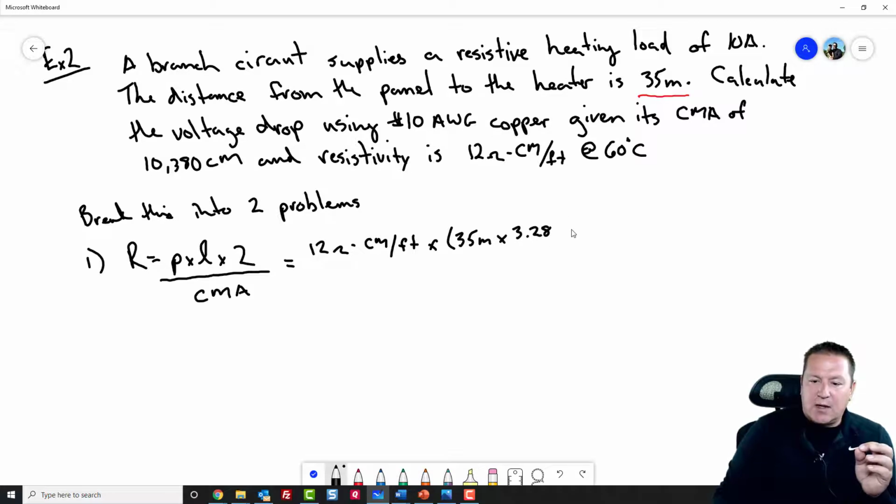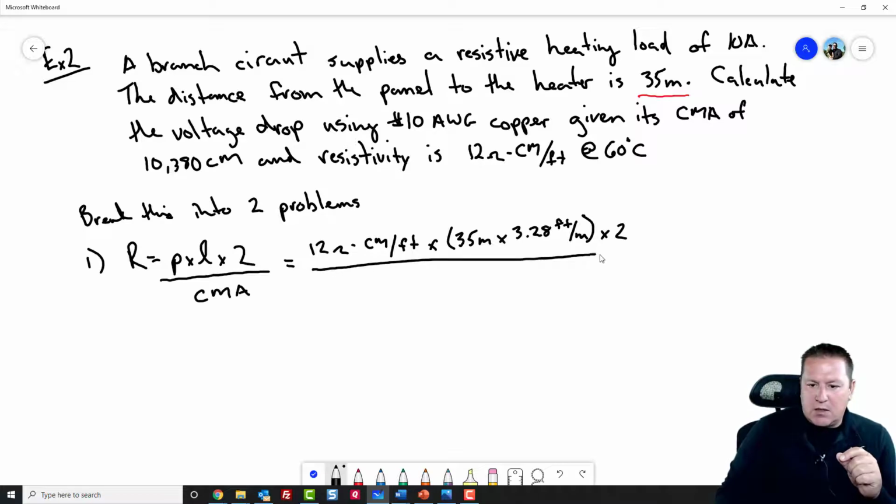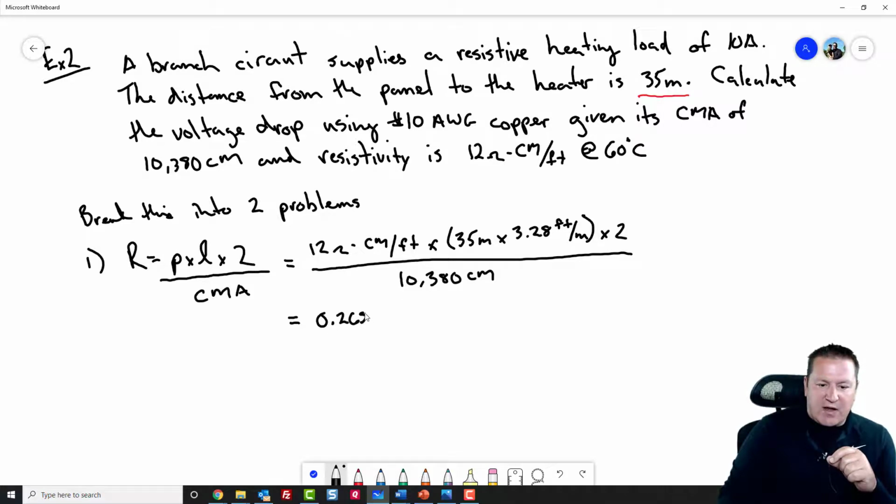3.28 feet per meter. And of course the meters are going to cancel. We'll multiply that by 2 and divide that by the circular mil area, which again is pretty much given in this question, 380 circular mils. When you plug all of that into your calculator, you're going to get a resistance of 0.265 ohms.